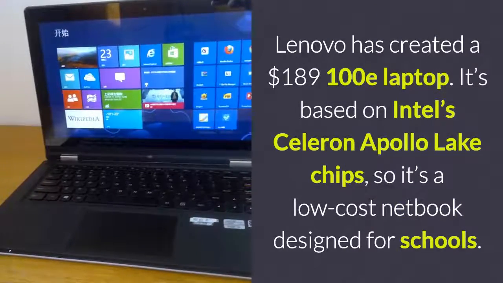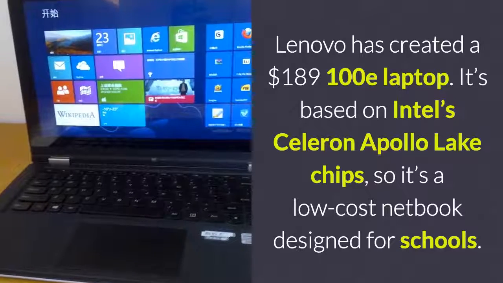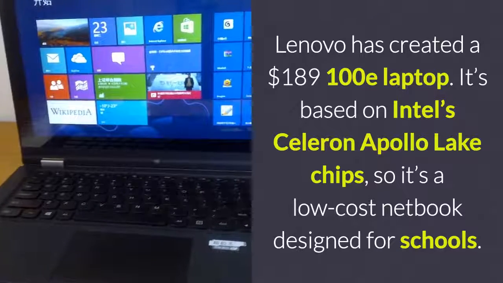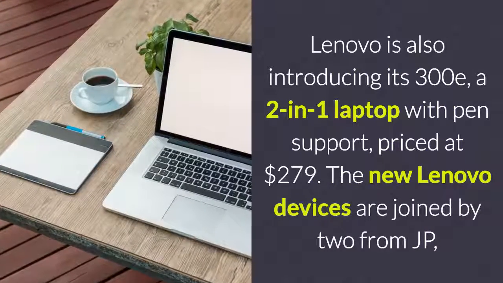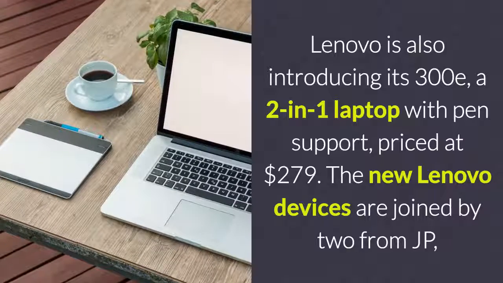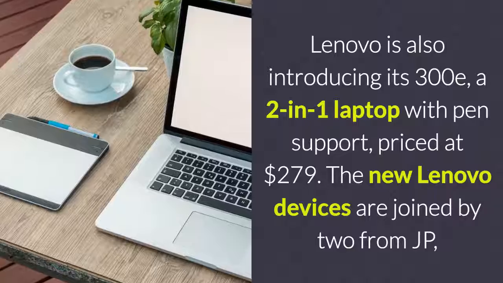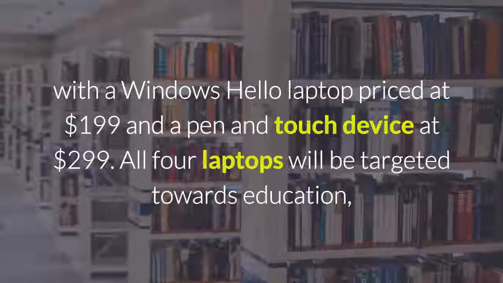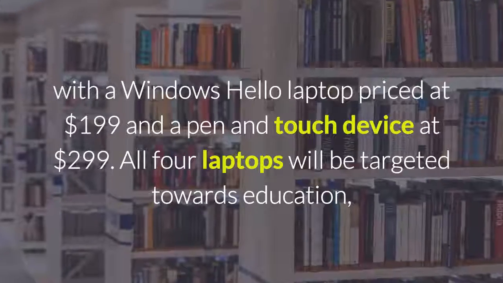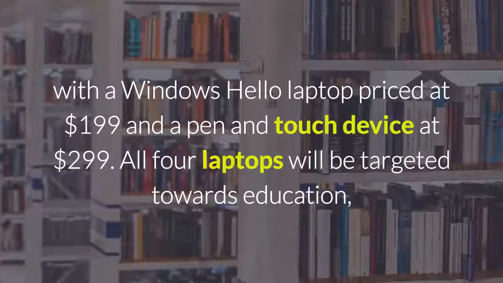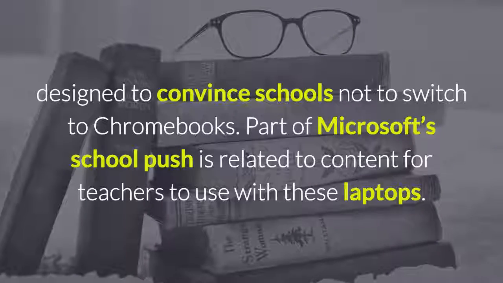Lenovo has created a $189 100E laptop. It's based on Intel's Celeron Apollo Lake chips, so it's a low-cost netbook designed for schools. Lenovo is also introducing its 300E, a 2-in-1 laptop with pen support priced at $279. The Lenovo devices are joined by two from HP with a Windows Hello laptop priced at $199 and a pen and touch device at $299. All four laptops will be targeted towards education, designed to convince schools not to switch to Chromebook.